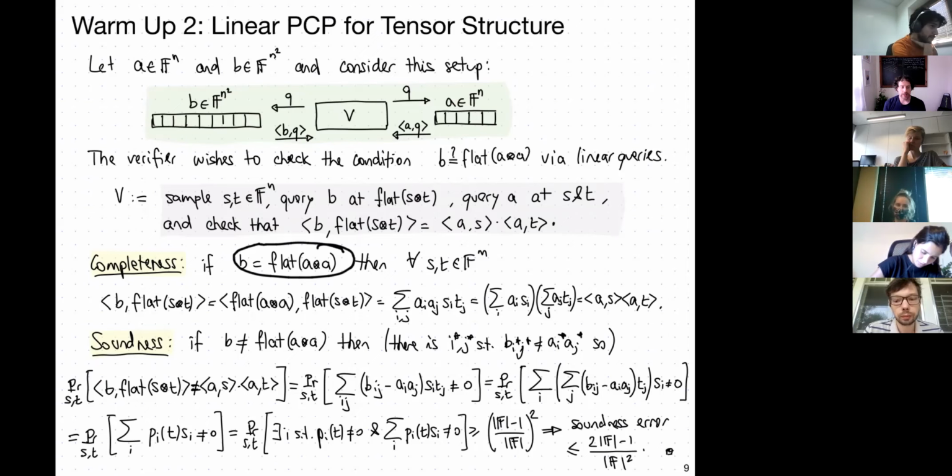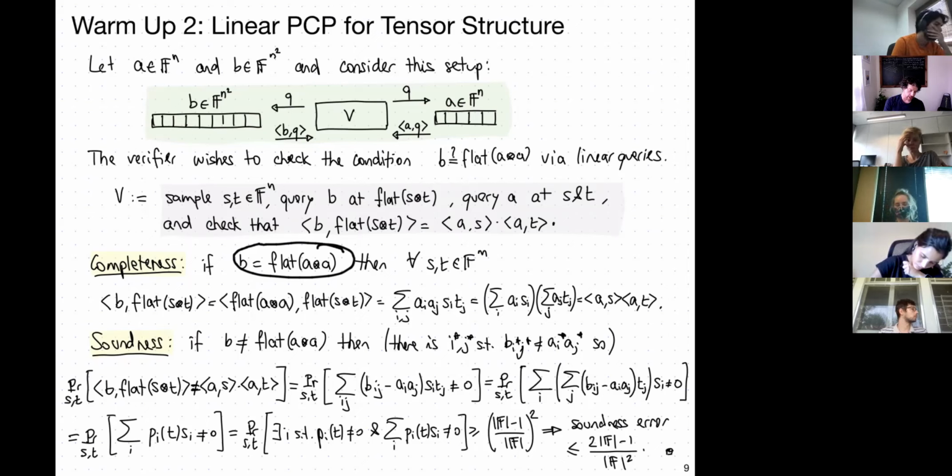It is asking regarding the provers. In the completeness, we assume that they are honest, and in the soundness, we assume that they can be malicious. However, they must still send a linear function. We still can make these linear type of queries, and to go regarding the soundness error in terms of F again.